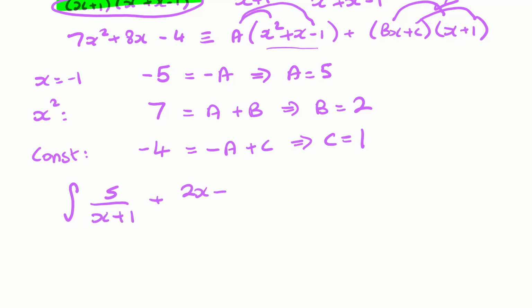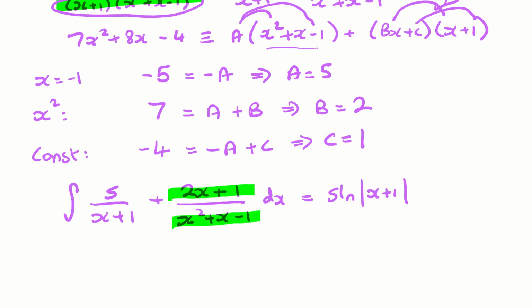So we're now integrating 5 over x plus 1 plus 2x plus 1 over x squared plus x take away 1. That's going to give me 5 ln mod x plus 1. And if we look at the second term, the top is the differential of the bottom. So just like the last example, that is going to give me a ln mod x squared plus x take away 1 plus a constant.